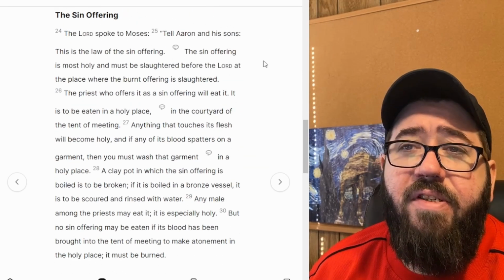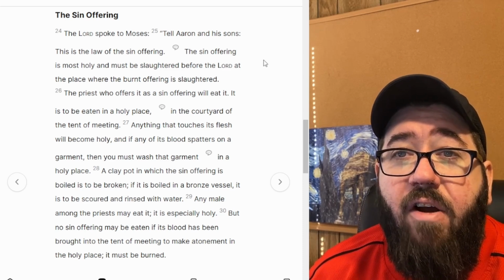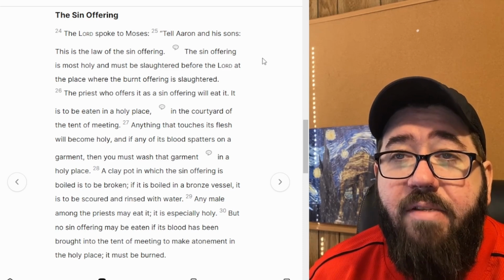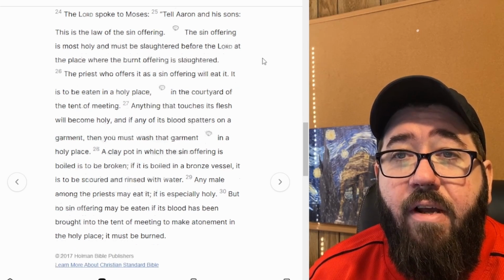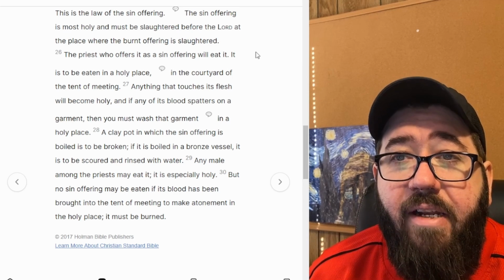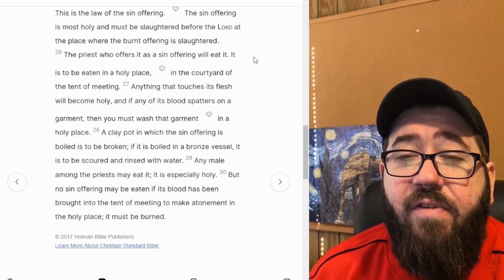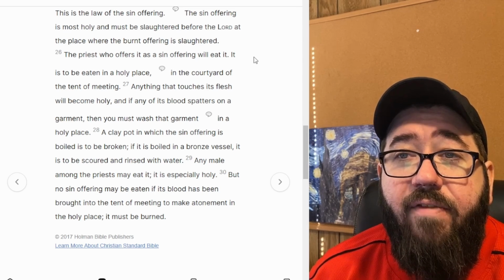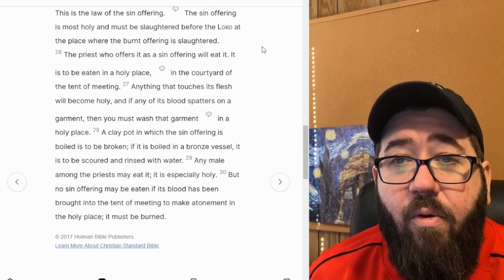The Lord spoke to Moses, "Tell Aaron and his sons, this is the law of the sin offering. The sin offering is most holy and must be slaughtered before the Lord at the place where the burnt offering is slaughtered. The priest who offers it as a sin offering will eat it. It is to be eaten in a holy place in the courtyard of the tent of meeting. Anything that touches its flesh will become holy, and if any of its blood splatters on the garment, then you must wash the garment in a holy place.